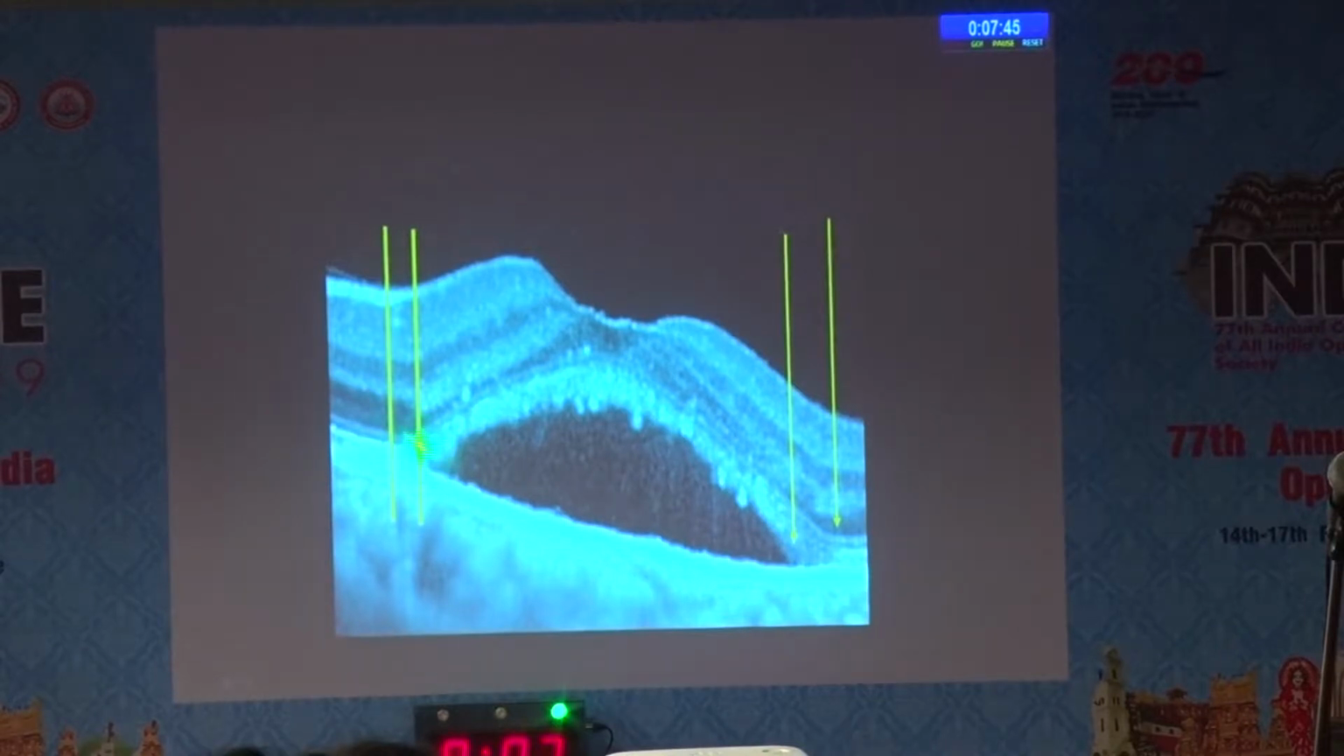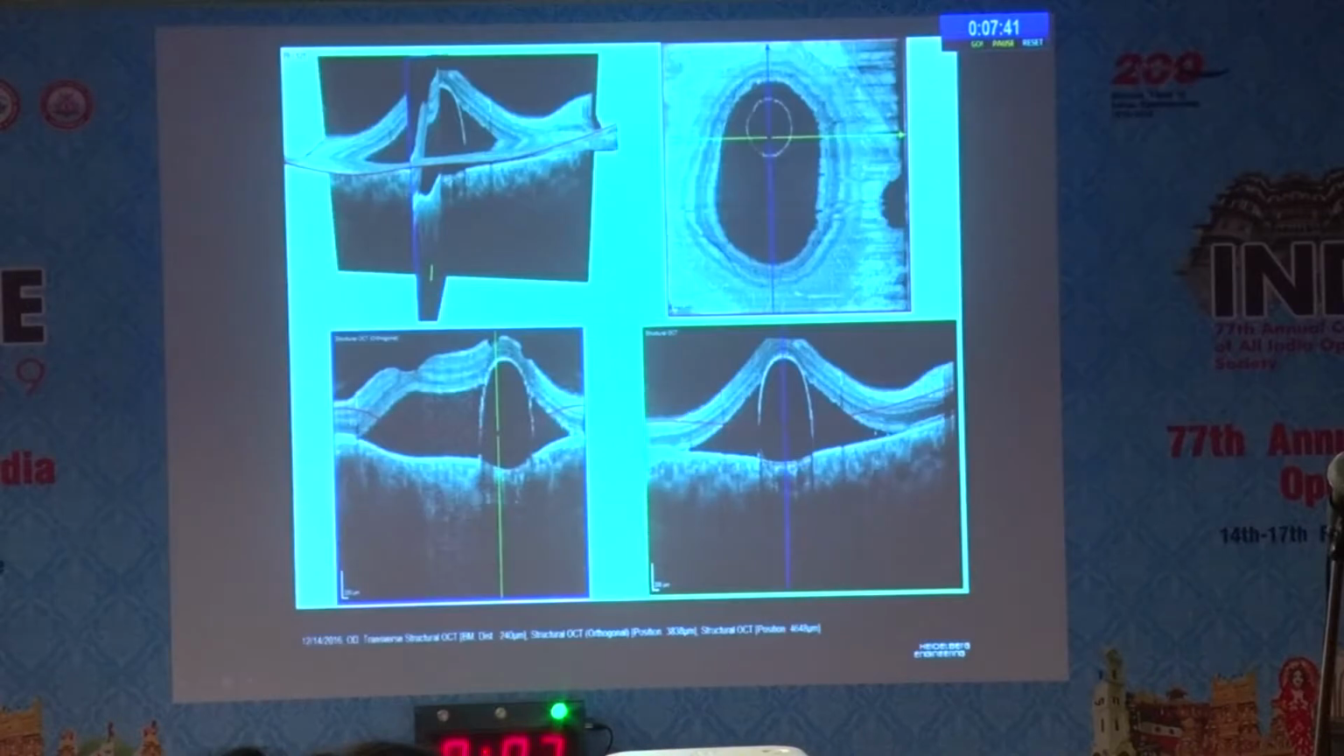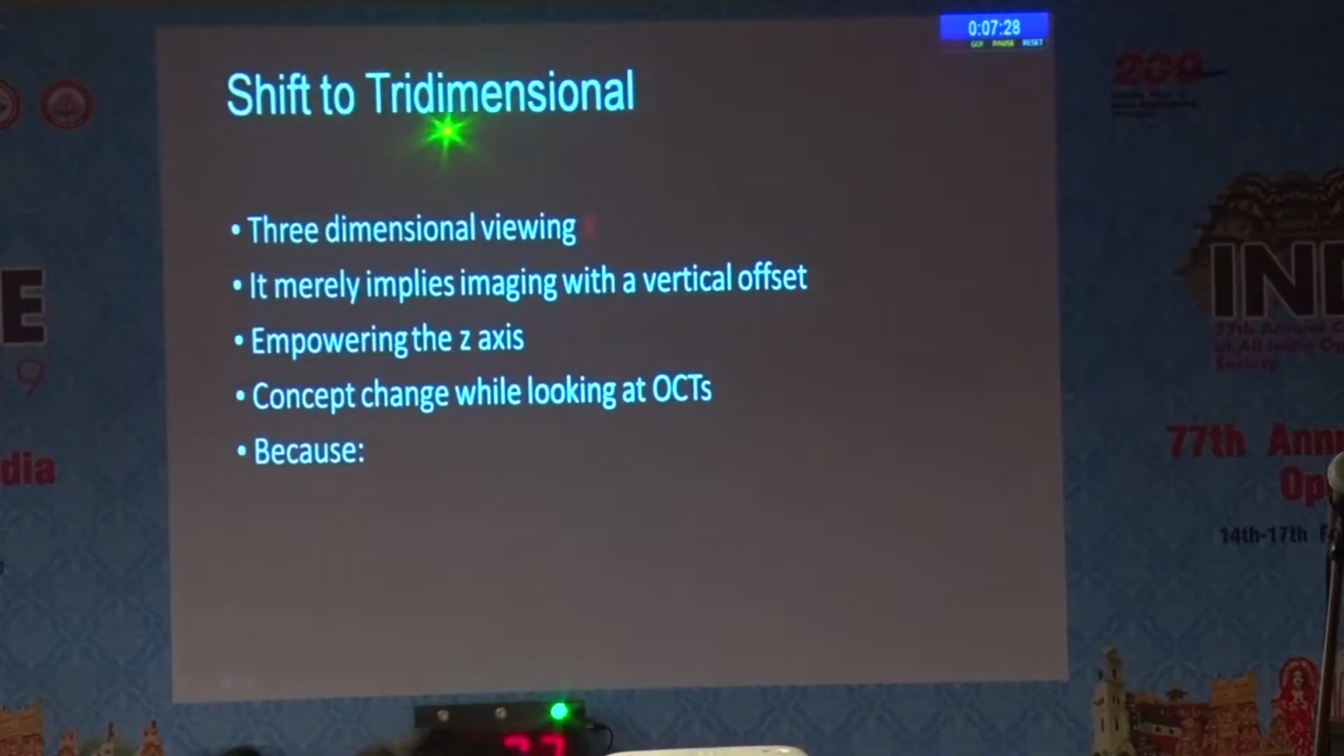Look at the area where the elevation of the photosensitive layer happens. But now this is a much better way to measure the sizes of PED and SRF. By taking a cross-sectional en-face view, you can go end-to-end and measure in each and every quadrant what is the level of the SRF. So what do you mean by tri-dimensional?